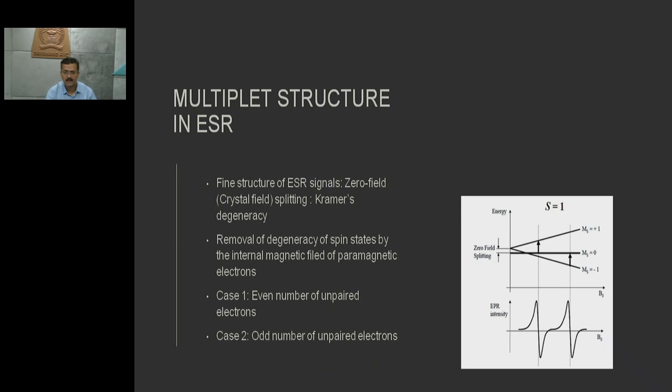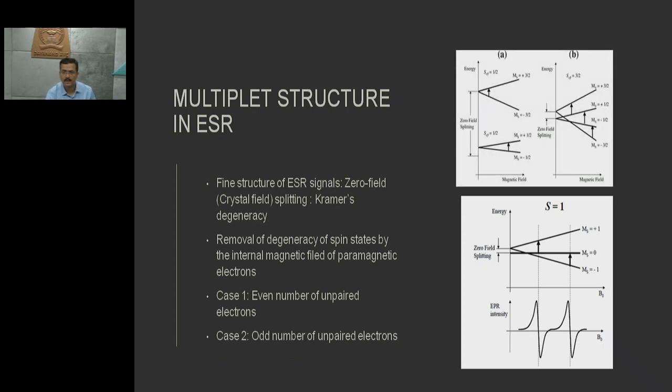The second case is an odd number of unpaired electrons, where the spin values are minus 1/2, plus 1/2, minus 3/2, plus 3/2, and they show this type of splitting. In zero field splitting there is Kramers degeneracy, while here, when we apply a magnetic field, with an even or odd number of unpaired electrons, they split accordingly. So this is the multiplet structure of ESR.